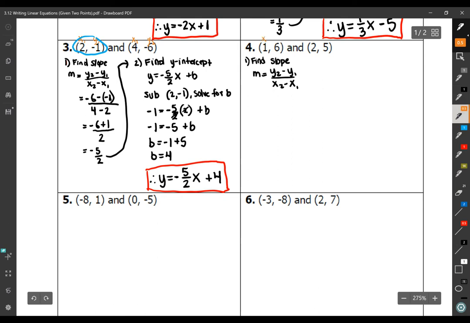All right, label your points if you want to, and then start subbing in the points. So y2 is 5, y1 is 6, x2 is 2, x1 is 1. So I get -1 over 1, that's just -1. Okay, so my slope is -1, and I'm ready to go to step 2, which is to find my y-intercept.